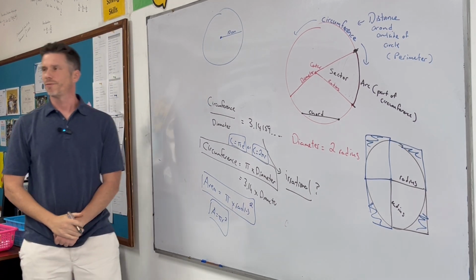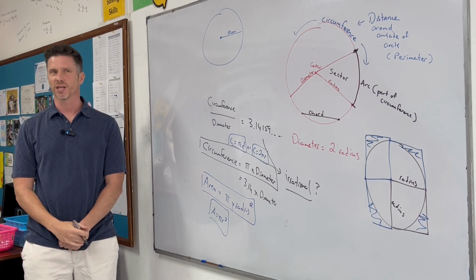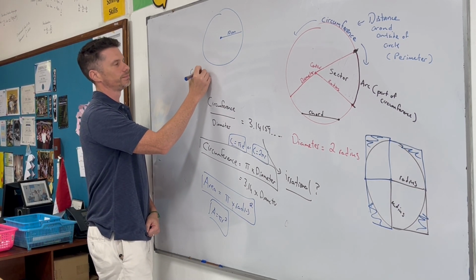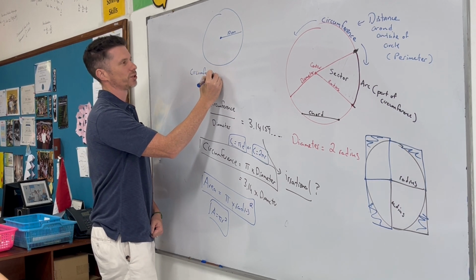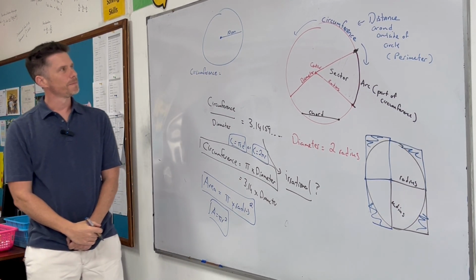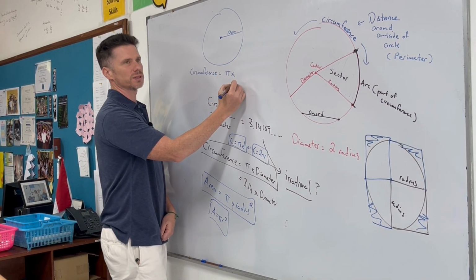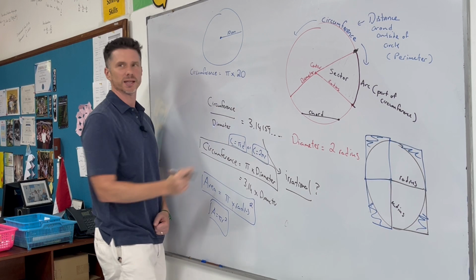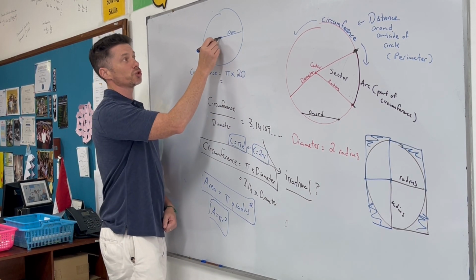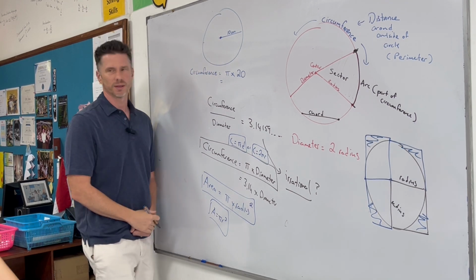Okay, so if I have a circle with 10 centimeters as our radius, what is its circumference? What is the circumference of this circle? Well, it's pi times the diameter, which is 20. Pi times 20. Diameter is 20. Because 2 radiuses is a diameter.